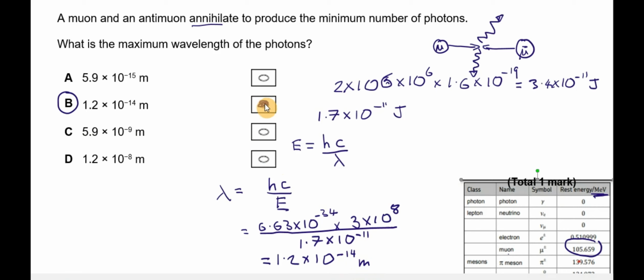Answer B. Now, if you'd been wise, you would have spotted that there was a shortcut I could take here. I didn't actually need to multiply the rest energy of the two muons, because I would then need to divide my answer by 2 because that energy had to be shared between the two photons. So I could have just said each muon gives all its energy to one photon. That would have been a slight shortcut.